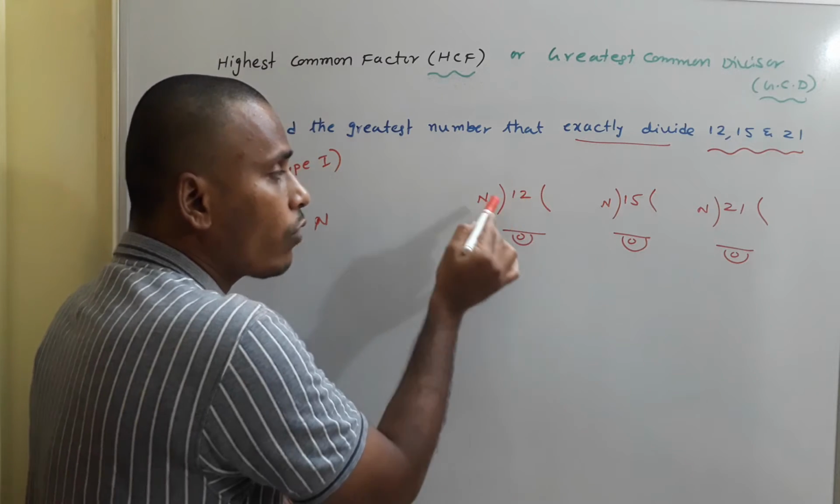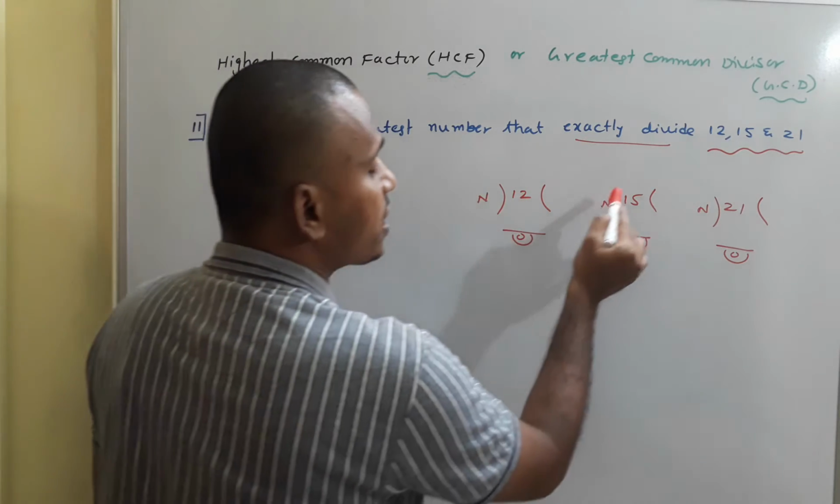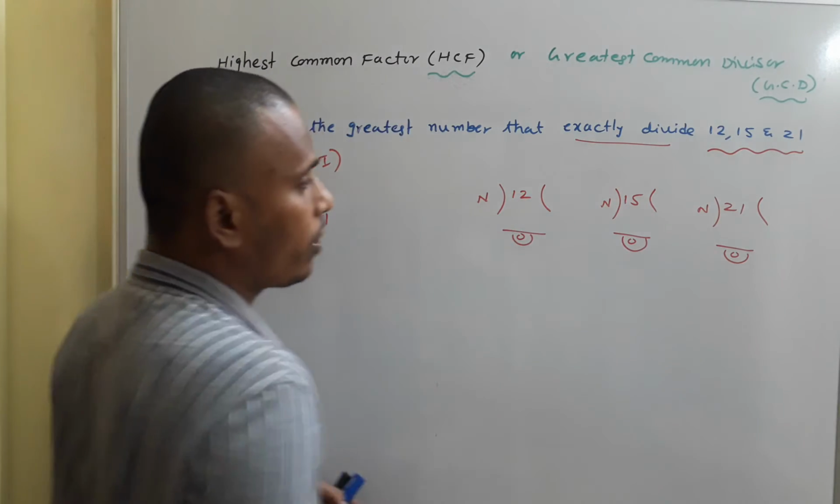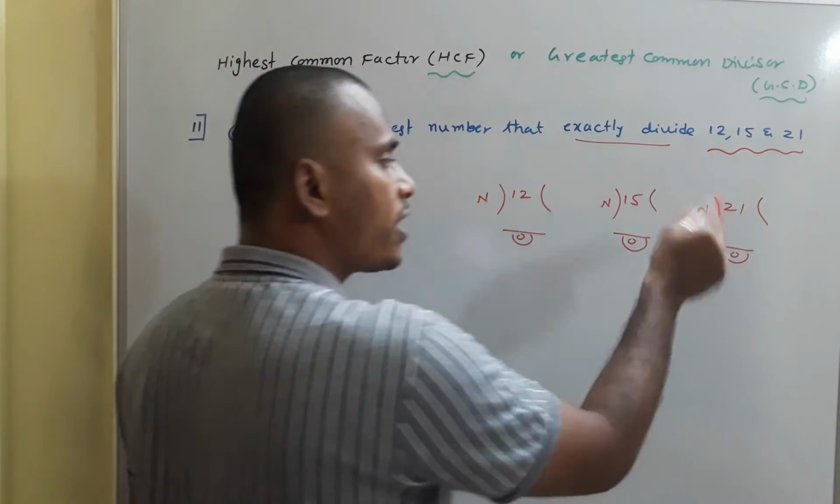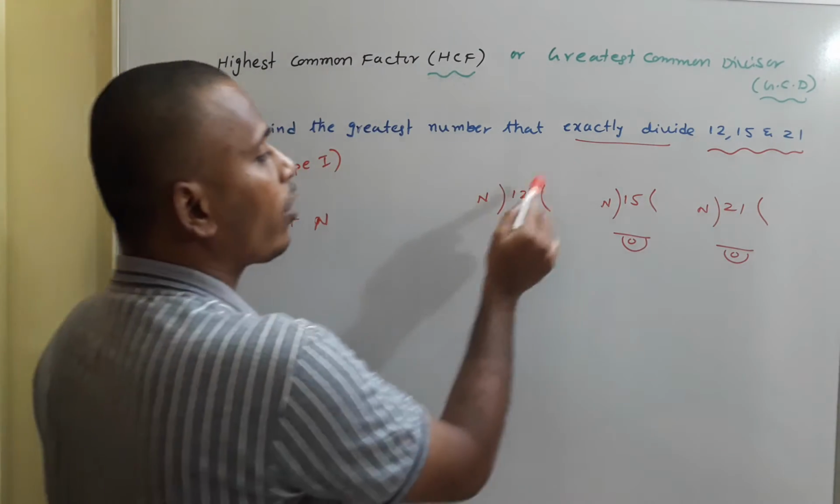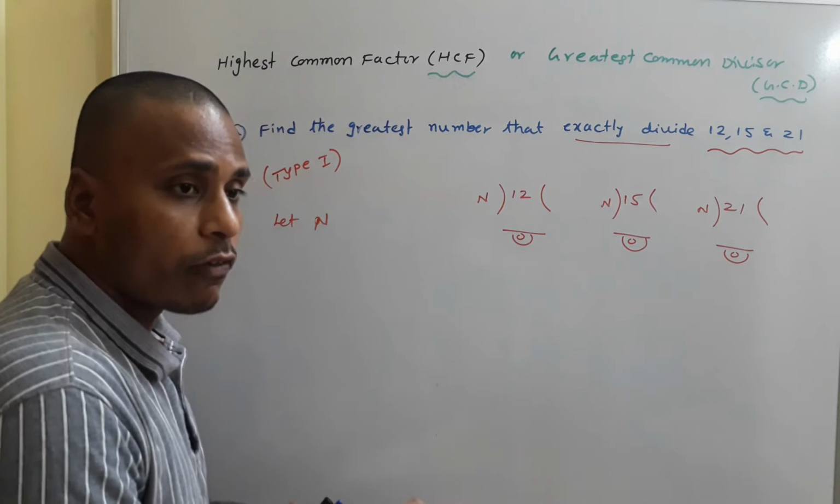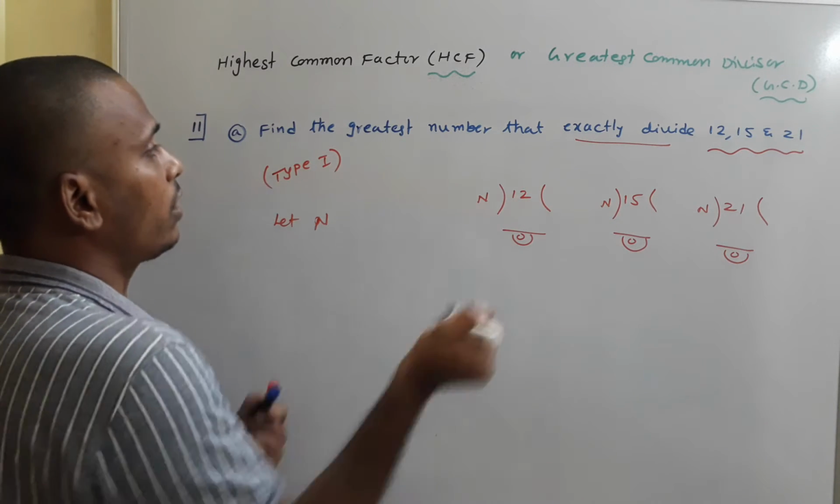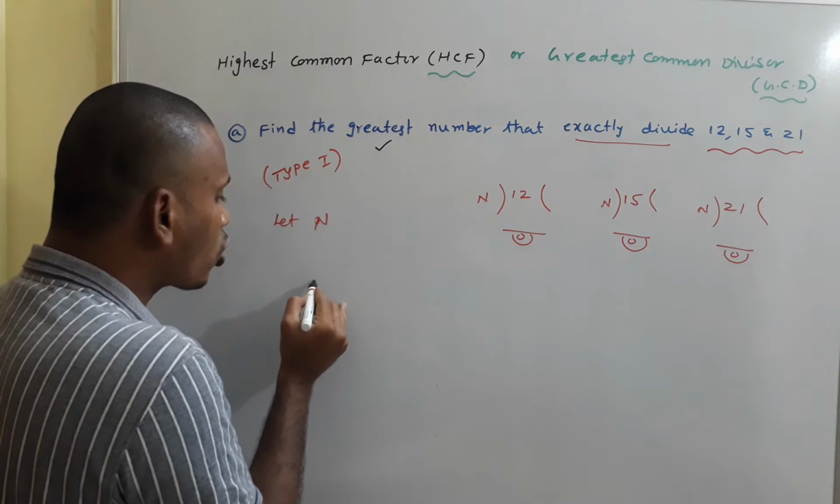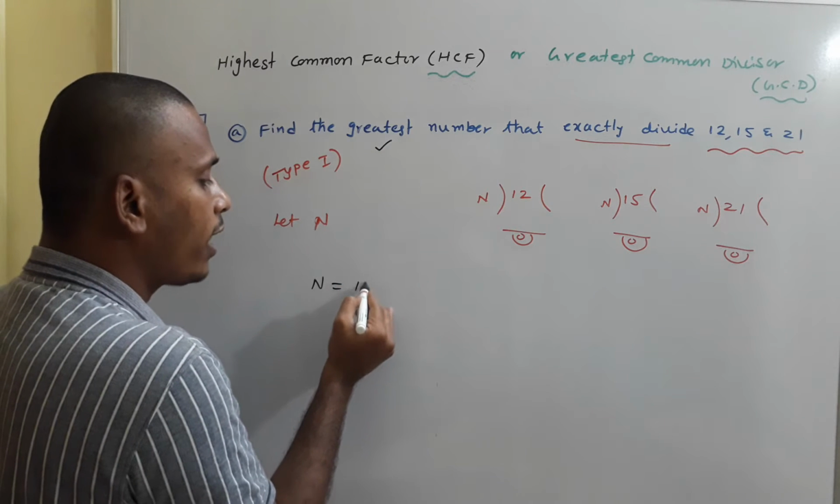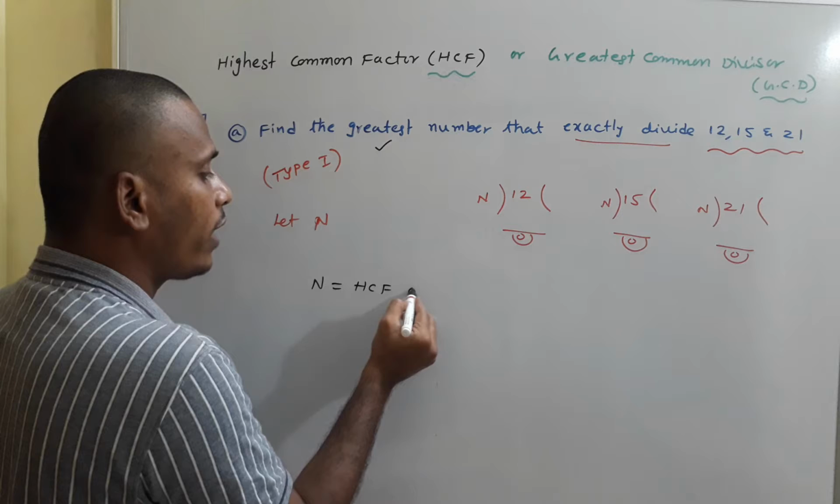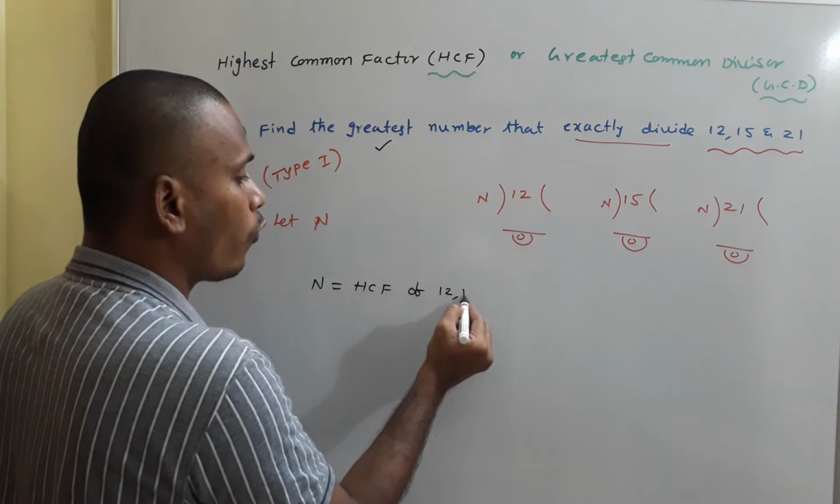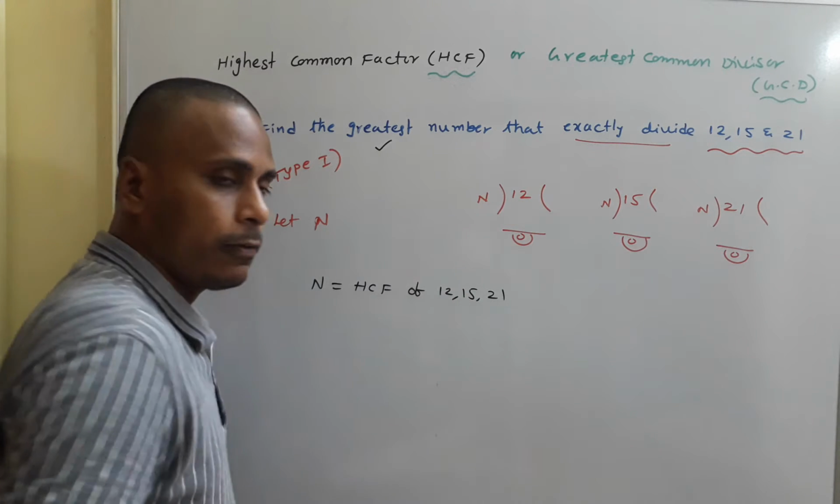Since n is dividing 12, n is a factor of 12. n is dividing 15, so n is a factor of 15. n is dividing 21, so n is a factor of 21. n is a factor of these three numbers, that means n is a common factor. And the question is about identifying the greatest number, so n is the greatest common factor. So we may call it the highest common factor. So at the end, n is the HCF of 12, 15 and 21.